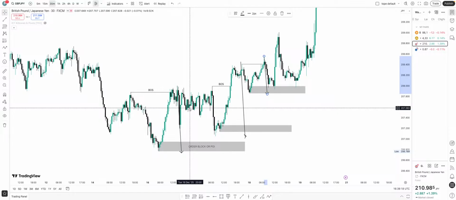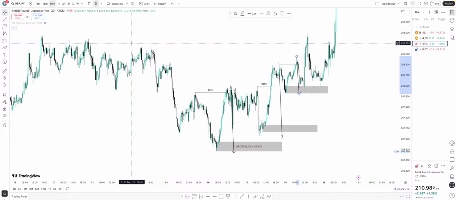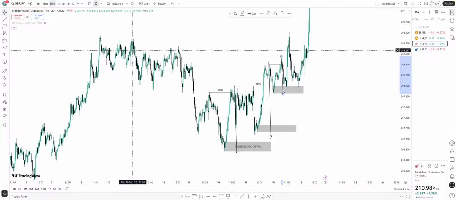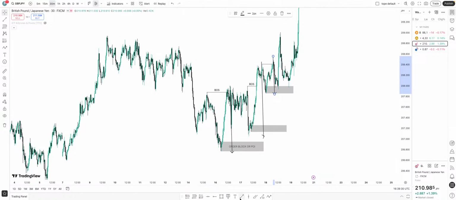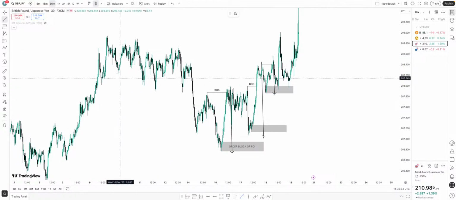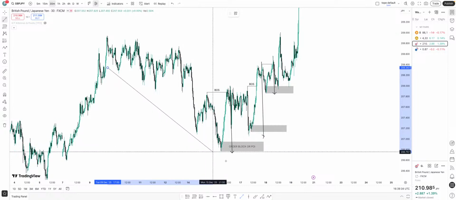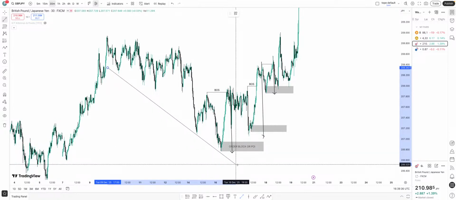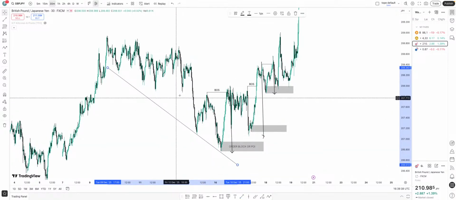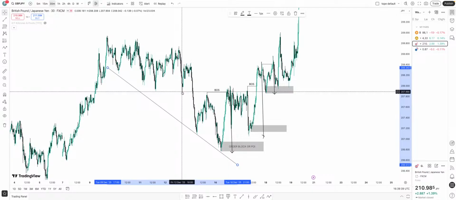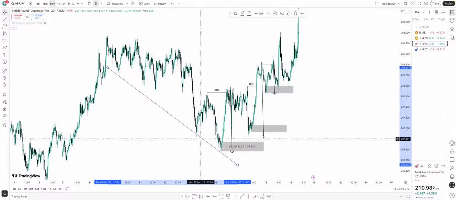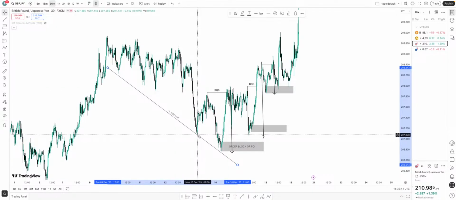Change of character. Okay, remind me later when I'm done on this. So let me just show you now. You see this market was moving down like this. This market from here was moving down, right? So any break here is a break of structure.